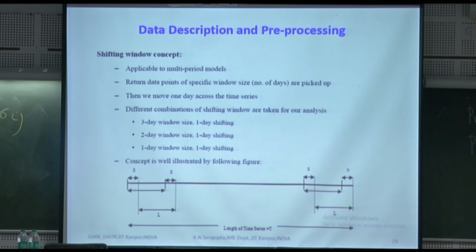Again I approach the same concept of a shifting window. Window sizes are different, overlaps are different. I am just giving this as a figure. L is the window length, there are overlaps and they also shift. So the shifts and the overlaps can be changed accordingly.